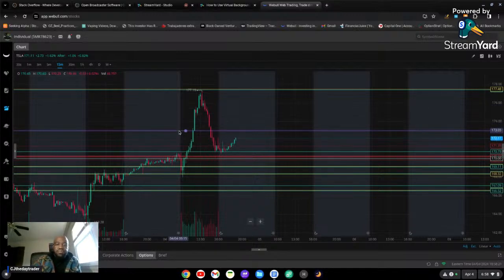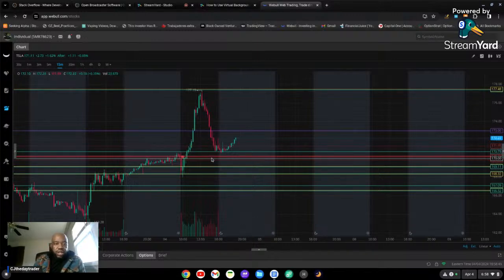Anything purple, that is going to be the 20 EMA. We're not going to get into that right now, but that's what that is. And any line that is dotted, that just means that that line was placed after the market opened. So it was not there before the market started.